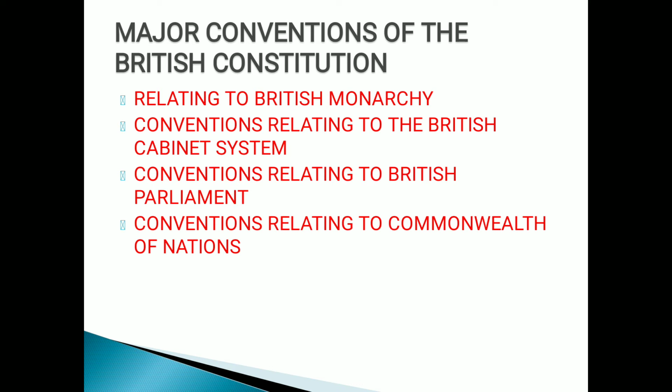Now we have conventions related to the Commonwealth of Nations. The British King or Queen is the ex officio head of the Commonwealth of Nations. The laws of the British Parliament do not apply to the Dominions. While undertaking functions relating to dominions, the monarch depends upon the advice of the cabinet of the concerned dominion and not on the advice of the British cabinet. Right, children? As such, conventions regulate the organization and working of all institutions of the British Constitution.